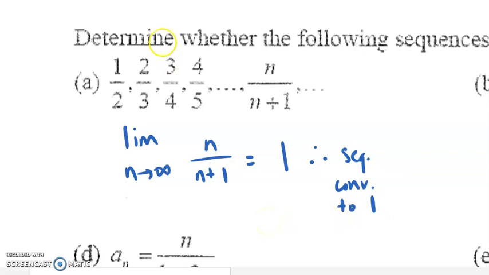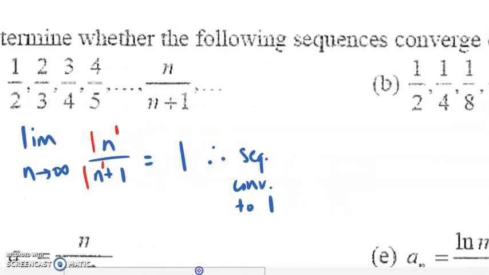Okay, that's looking at the degree, right? The degree of 1 on the top, the degree of 1 on the bottom. The same degree means we look at the coefficients, the coefficient of 1 versus 1. So 1 over 1 equals 1. You can L'Hopital this one, but that might be a bit overkill, but it would work.